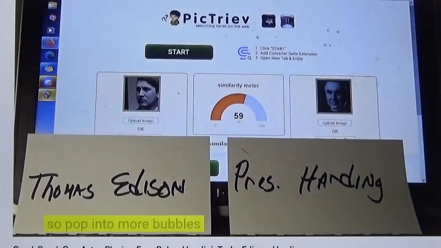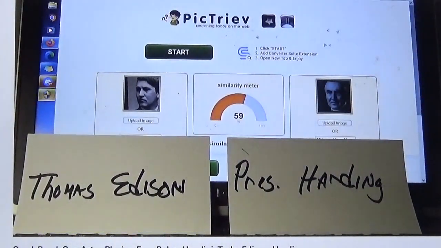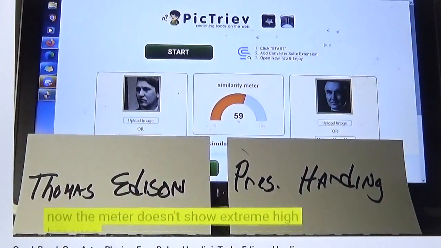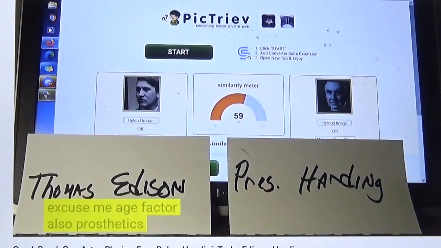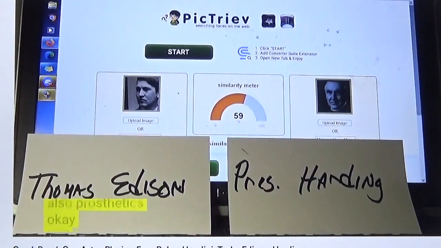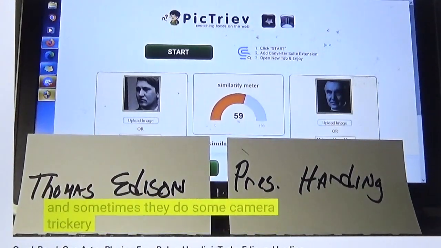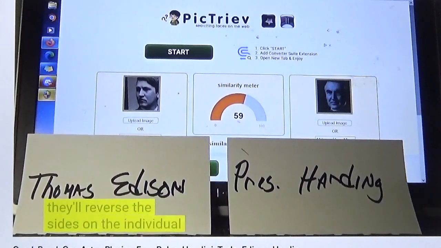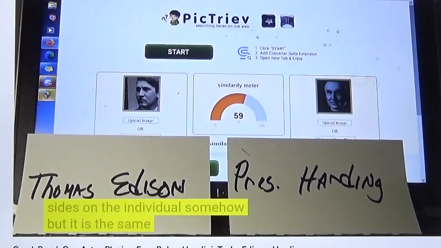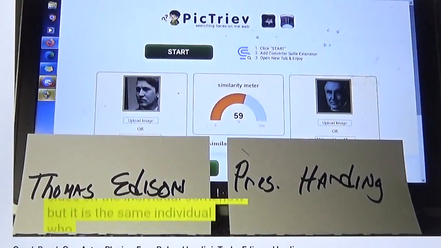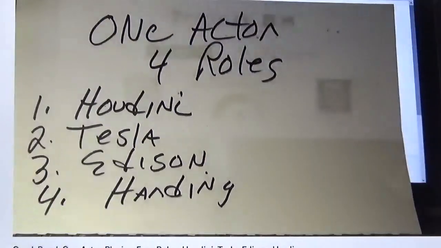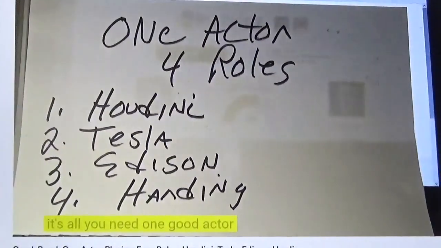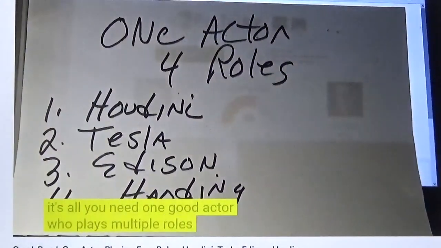So pop in some more bubbles. Now the meter doesn't show extreme high because of age factor, also prosthetics, okay? And sometimes they do some camera trickery. They'll reverse the sides on the individual somehow, but it is the same individual who plays all those roles. One actor, that's all you need, one good actor who plays multiple roles.